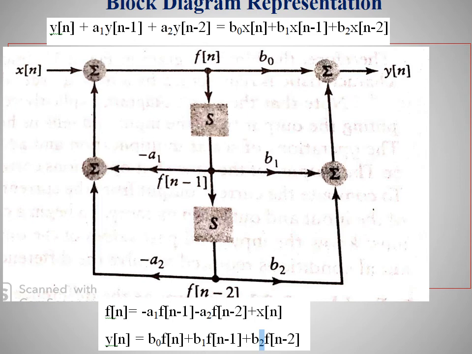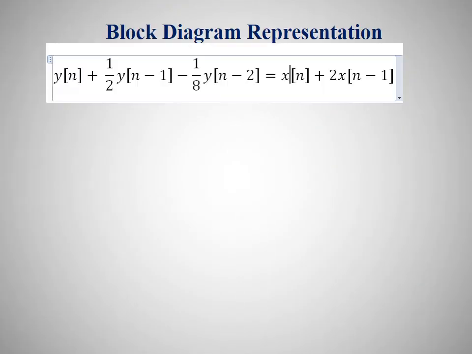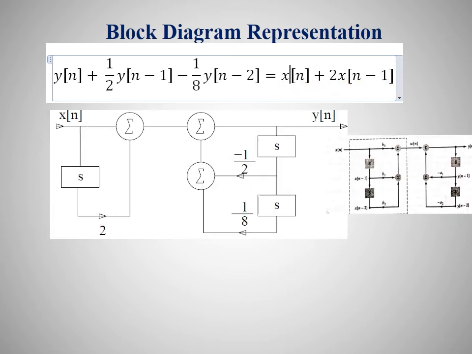In order to understand the block diagram representations 1 and 2 respectively, let us go on to two simple problems. The first problem gives us the difference equation represented as y of n plus 1 by 2 y of n minus 1 minus 1 by 8 y of n minus 2 is going to be equal to x of n plus 2 into x of n minus 1. Let us try to draw the first type of block diagram.